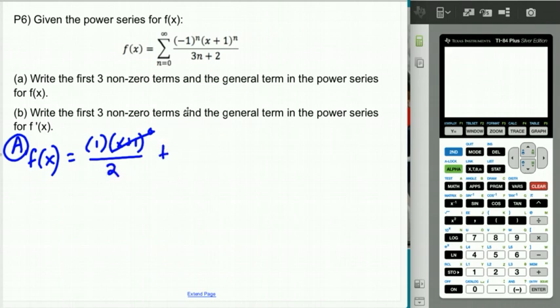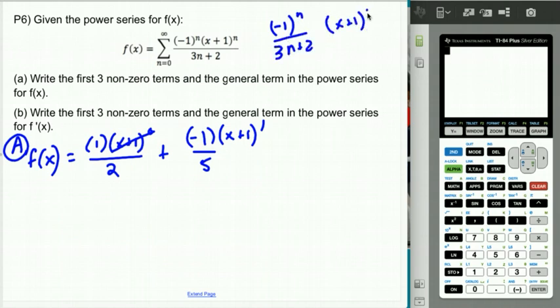When I plug in n is 1, I get a negative 1. I get an x plus 1 to the first. And when I plug in 1, I get a 5 on the bottom, right? And you might find it easier to write it like this, where this is your coefficient, and then here's your x plus 1 to the n, right? That's your coefficient right here, okay?